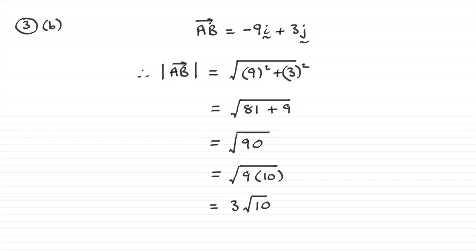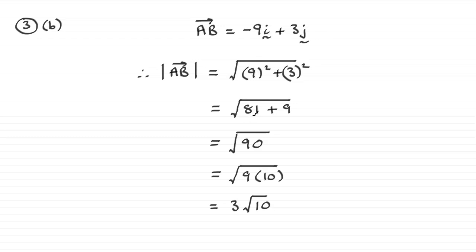Now for 3 part B, we've got our vector AB, minus 9i plus 3j, and asked to find the magnitude of it. And this is just a simple case of using Pythagoras' theorem. So we just need to square our components, add them together, and then square root. So if you do that, you don't need the negative 9 here, you can just take the magnitude of that. So I'll put it as 9.